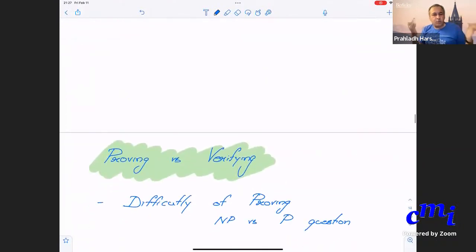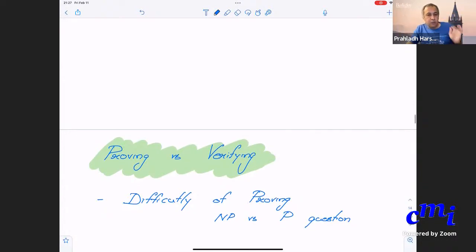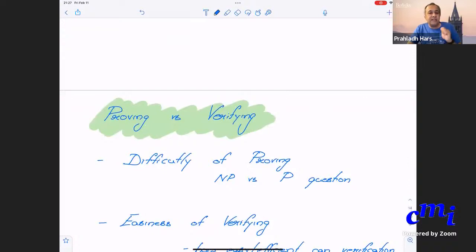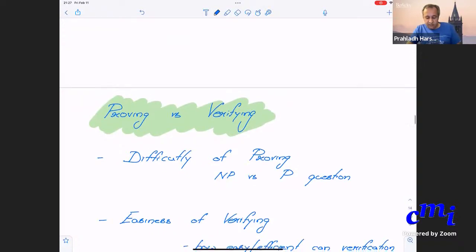We talked about the notion of proving versus verifying. And the NP versus P question tries to answer the question of what's the difficulty of proving. If you really believe NP is not equal to P, then proving is really a more difficult task than verifying. These are two different tasks. Now we can turn the question and ask, how easy is verifying? We know verification is easy. But how easy is verifying?